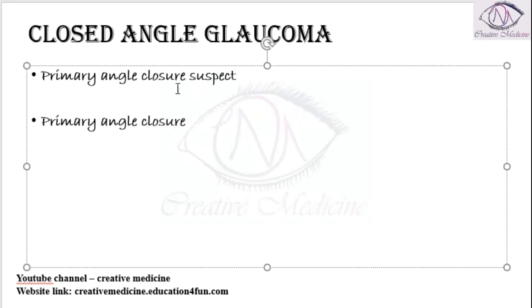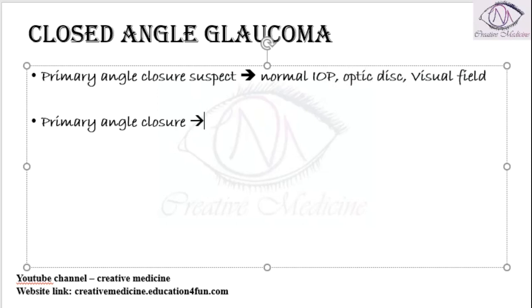Okay, what is primary angle closure suspect? In primary angle closure suspect, there will be normal intraocular pressure, normal visual fields, and a normal optic disc also. Whereas in primary angle closure, there will be increased intraocular pressure due to the angle closure, but there will be a normal optic disc and a normal visual field.